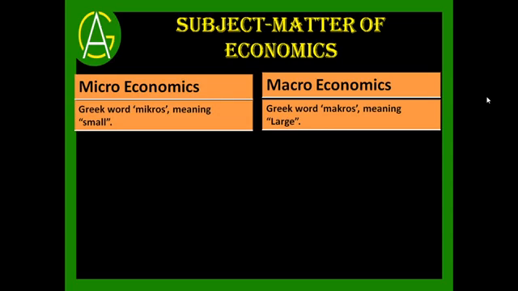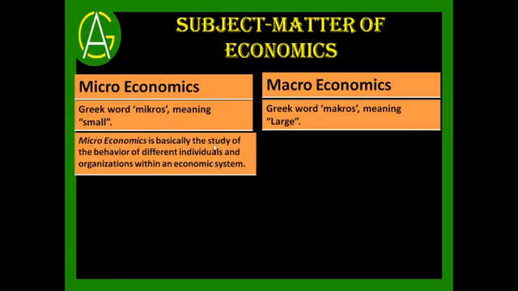So when we are studying the small parts of the economy, it is considered as microeconomics, and when we are studying the large parts, or we can say the aggregate aspects of economics, aggregate means the total holistic aspects of economics, it is considered as macroeconomics. So micro means small and macro means large.